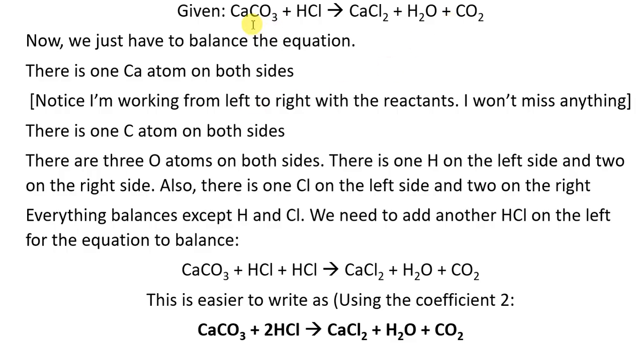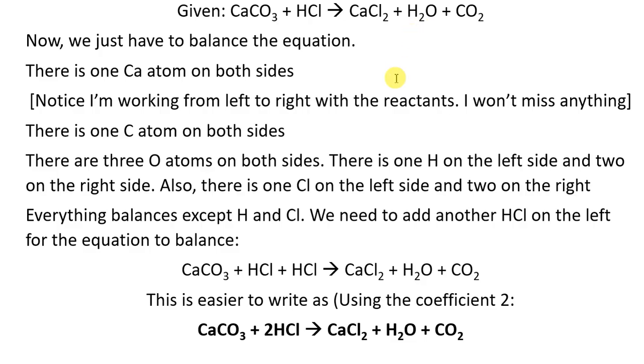O is next. CaCO3, well, the 3 tells me there's 3 O's. In my products, I've got 1 in H2O, I've got 2 in CO2, that's 3, it balances. Only got H and Cl to go. In my reactants, I've got HCl. So one H there. In the products, I've got H2O. Two H's in the products, so work to do.